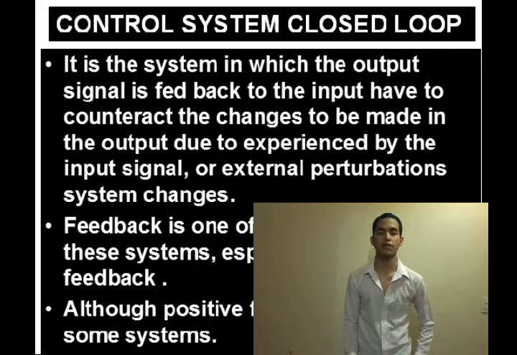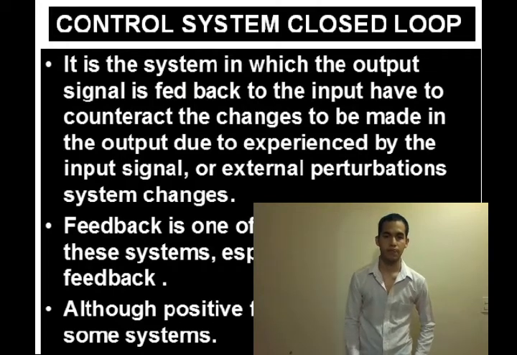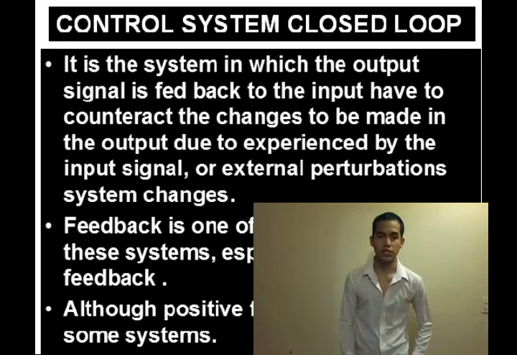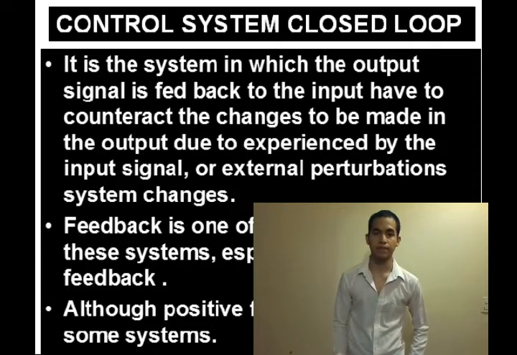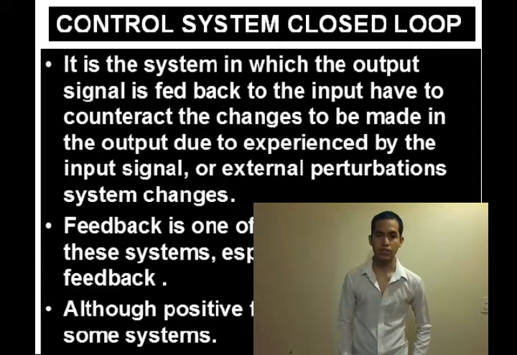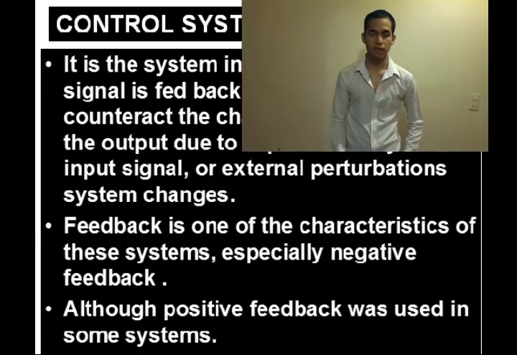Closed loop control system is the system in which the output signal is fed back to the input to counteract the changes in the output due to variations in the input signal or external perturbations or system changes. Feedback is one of the characteristics of the system, especially negative feedback.